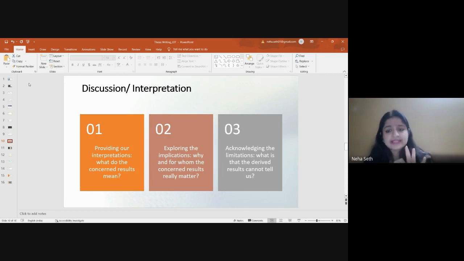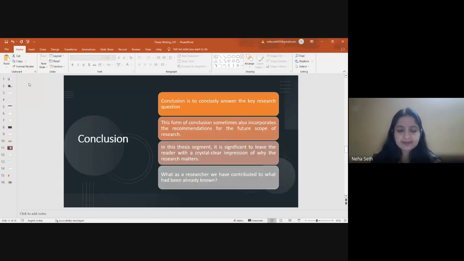Now, what is that which our results are derived from and deprived of? Something that we cannot tell in this piece of research, or something that we may consider for the future scope of research. Since we are defining the scope, there is a limitation also: something which falls beyond the scope of this piece of research will make our future scope of research. So we have to mention the limitations in this particular chapter.